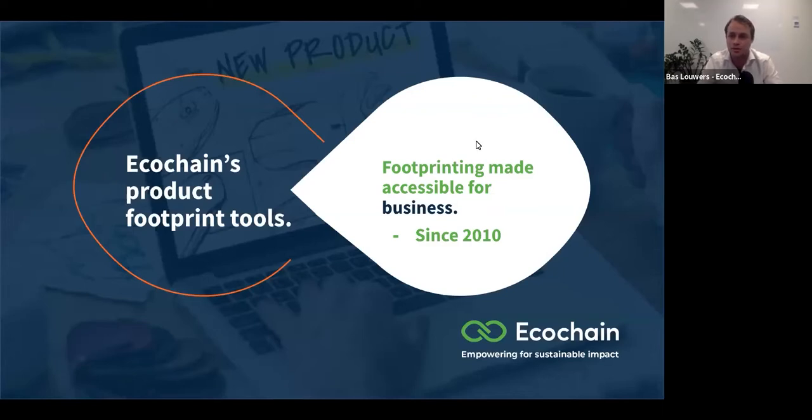Ecochain is a purpose-driven company that is based in Amsterdam and has around 50 people working at it. We empower companies to start measuring their environmental impact, and that is something we do with two software tools, which are called Mobius and Helix. We have made around 300,000 LCA reports at this stage, so we do know what we're talking about. And today I'm going to show you the Mobius tool.